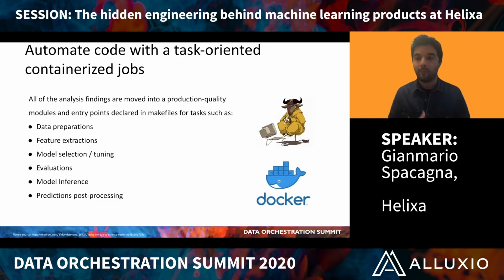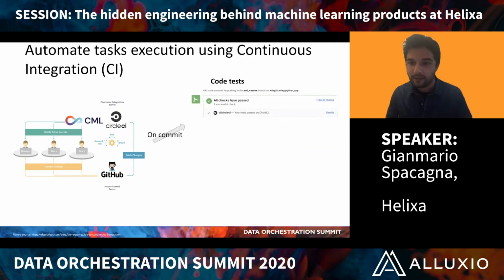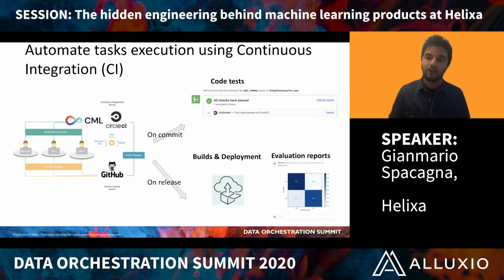And those tasks are packed and shipped as Docker containers. Now, the next step is to execute those tasks, and we try to avoid as much as possible human intervention in our numerical processing, so we delegate to continuous integration. We use CML and CircleCI such that every time we do any commit in any branch, we will run the code test, and every time we do a release on the master branch, we will then trigger the builds and the deployments, as well as the testing and the generation of evaluation reports.